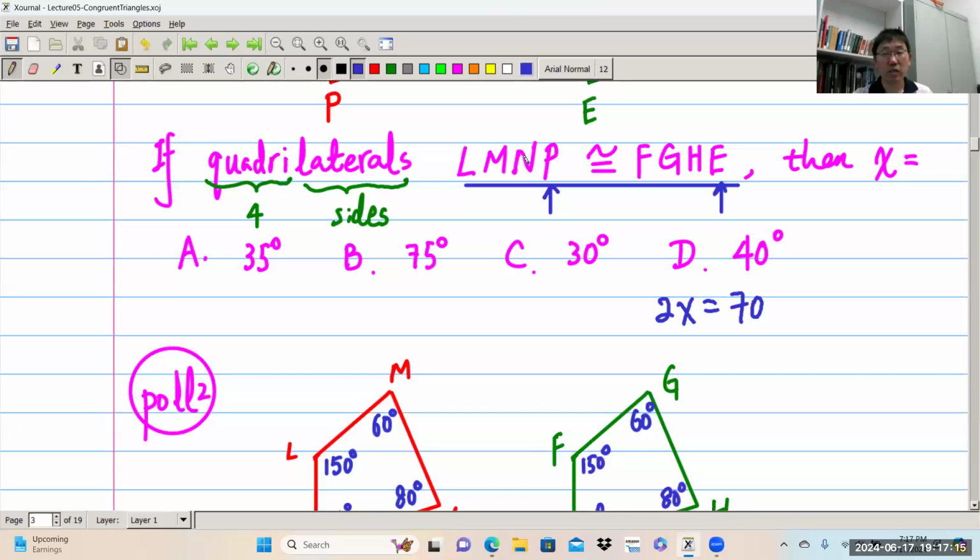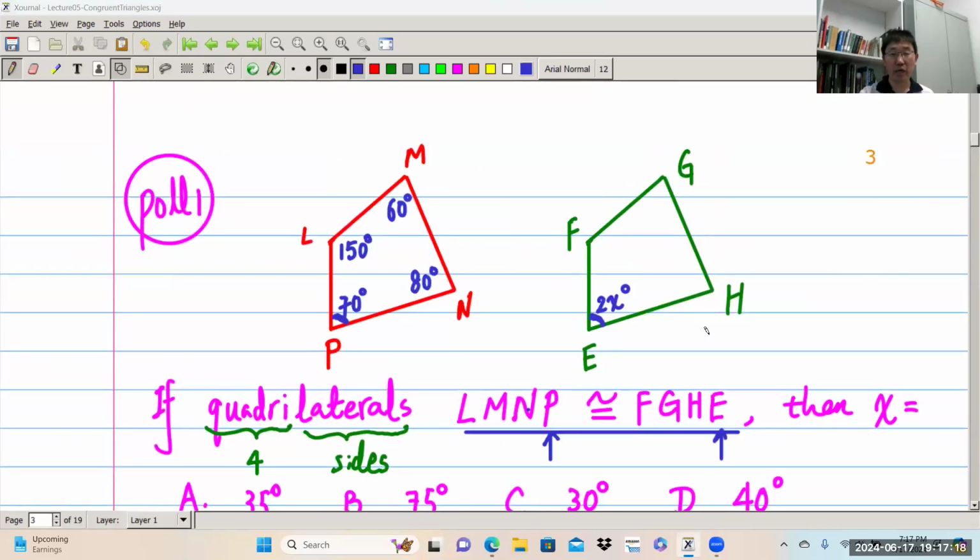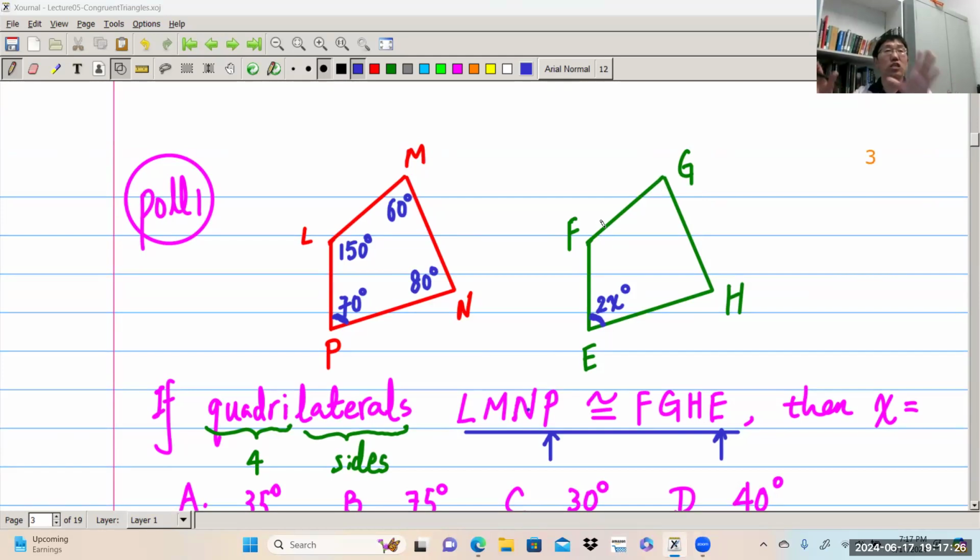So in this case, according to this writing here, angle L corresponds to angle F, angle M corresponds to angle G. And in this case, I sketched these two figures in the same orientation. Somehow you can easily see corresponding vertices. But sometimes I may rotate one a little bit, then you have to be careful over there.